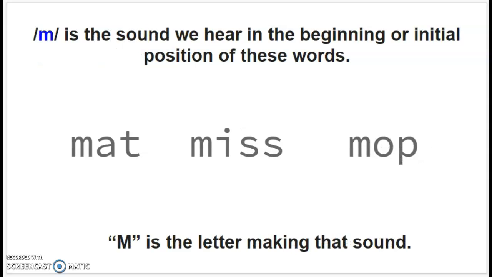Is the sound we hear in the beginning or initial position of these words. Mat, miss, mop. M is the letter making that sound. Our new key word for M begins with M. See if you can guess it. This is a furry animal with a long tail. It likes to swing in trees and eats bananas. What do you think it is?